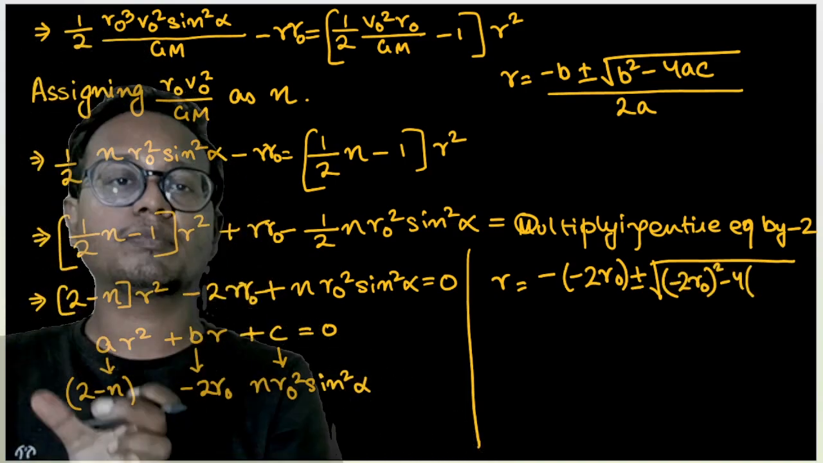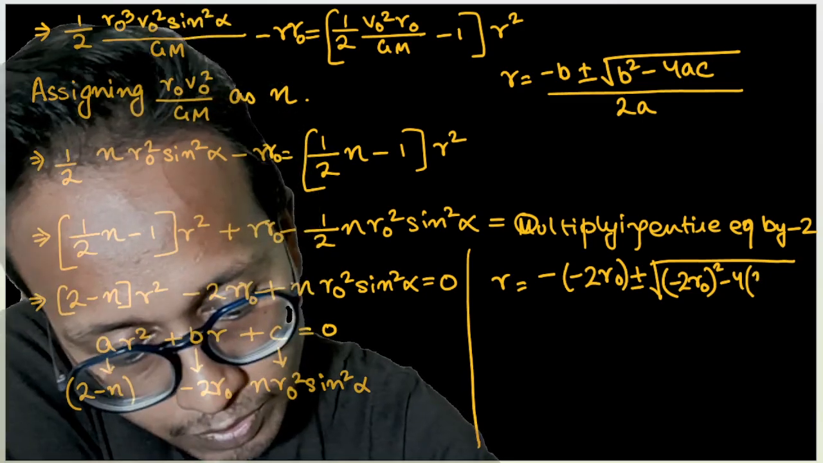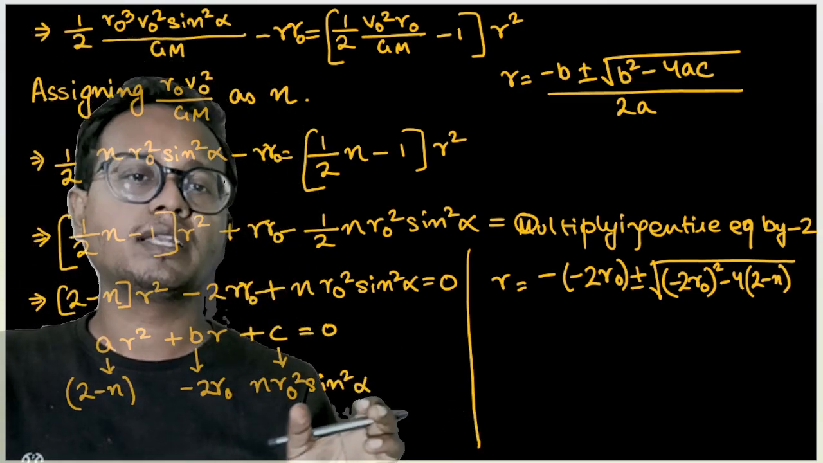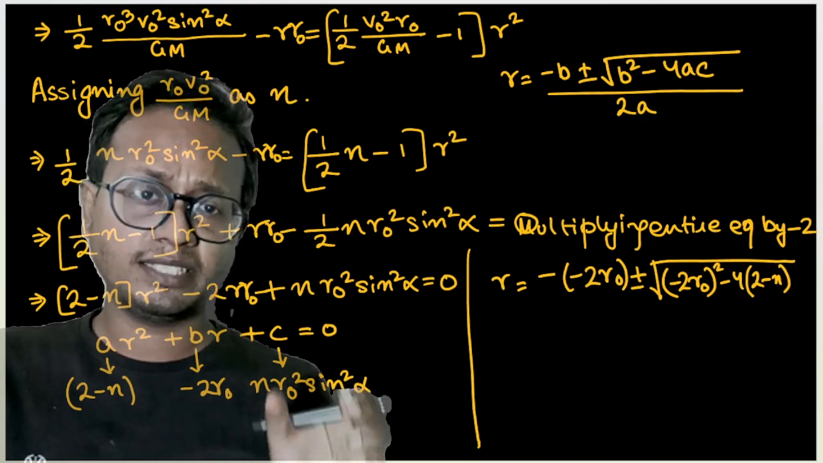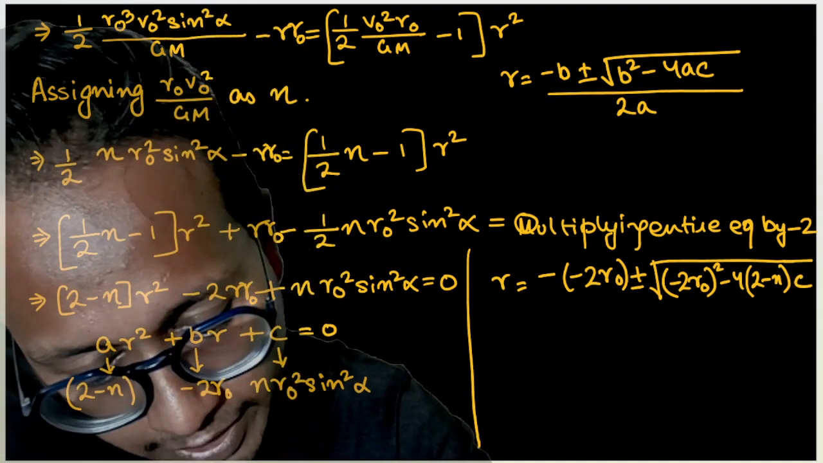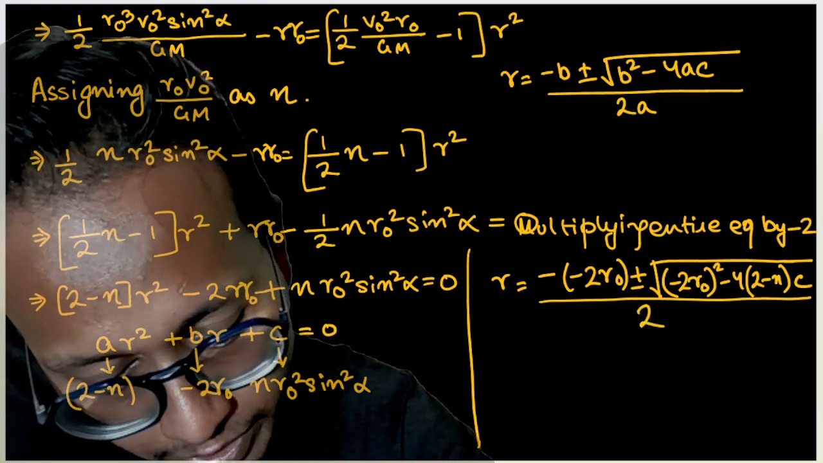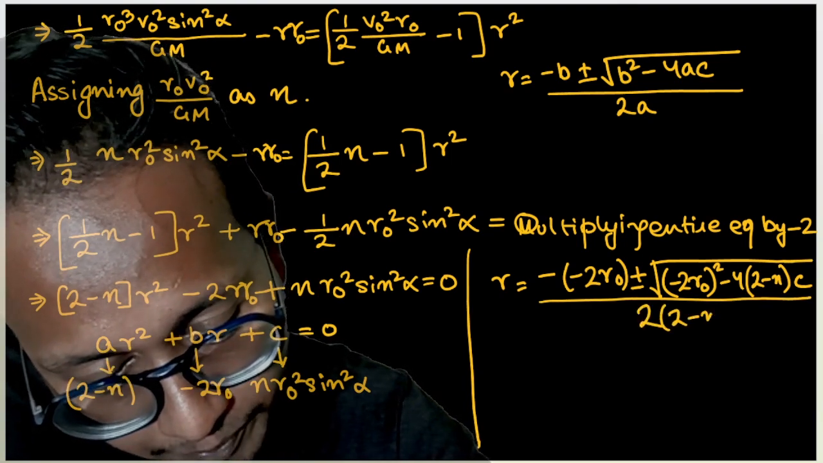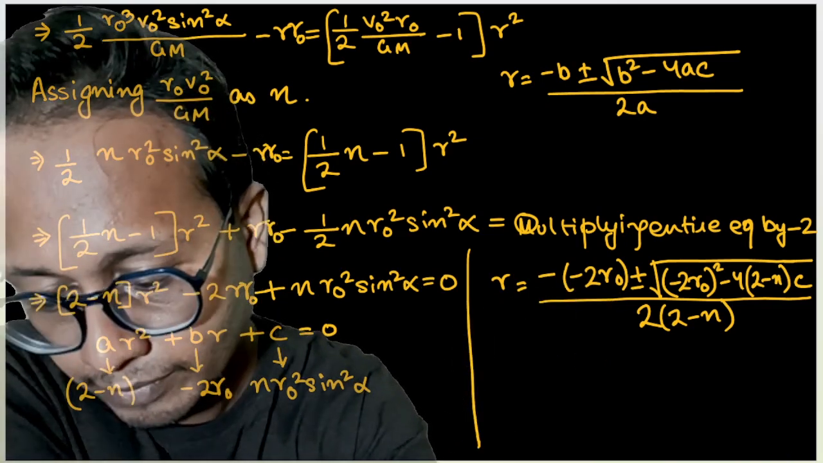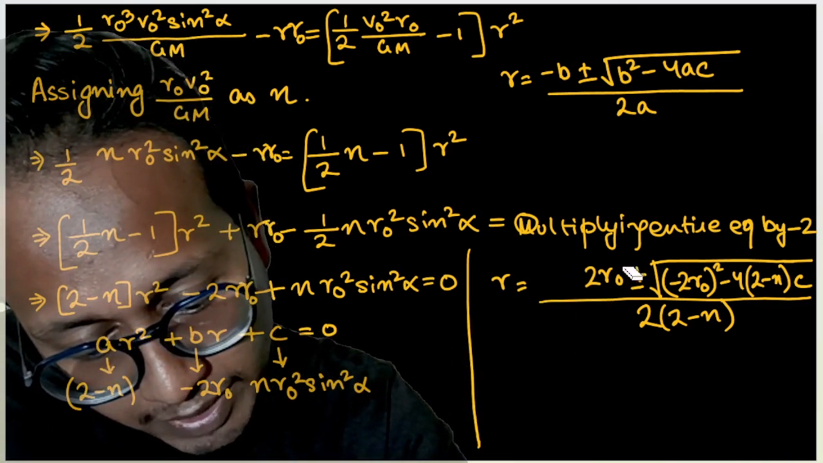The value of a is nothing but 2 minus n. And the value of c is nothing but n r naught square into sine square alpha. Let us write this term as c only, it won't make a difference out here. So c, by 2a, 2 into 2 minus n. Now see, this minus and this minus will become plus.